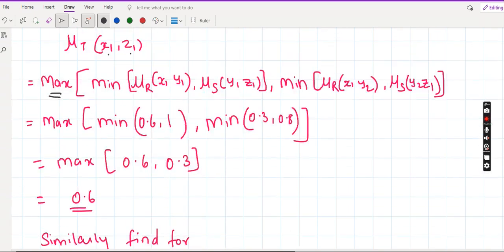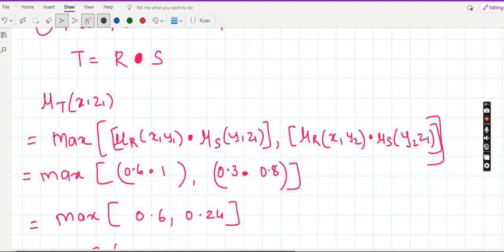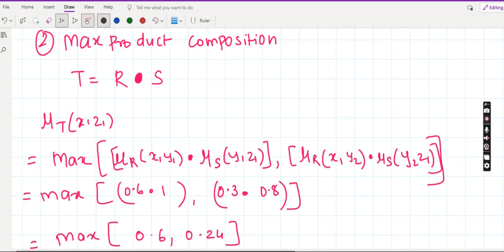The second part is the max product composition. How do you solve that? As we know, T is given by R circle S, but here the circle is a filled circle. The initial circle was R circle S, which is the max min composition. This filled circle is the max product composition. That is the basic difference.